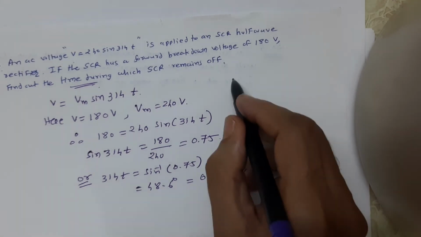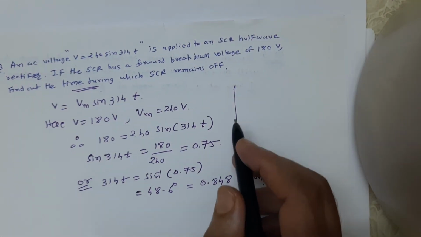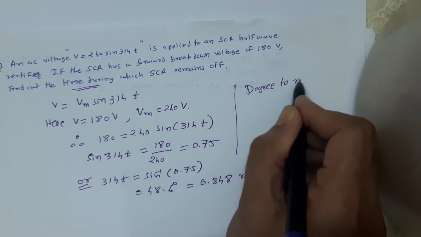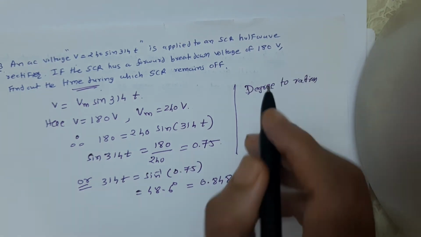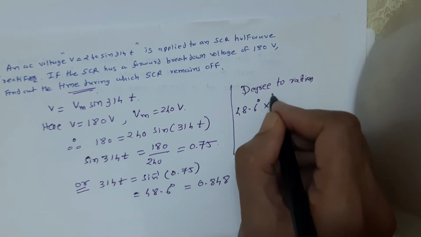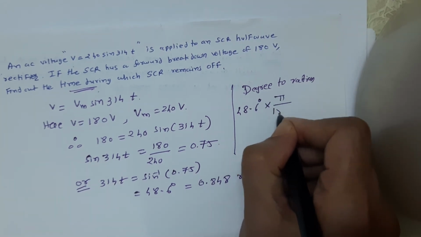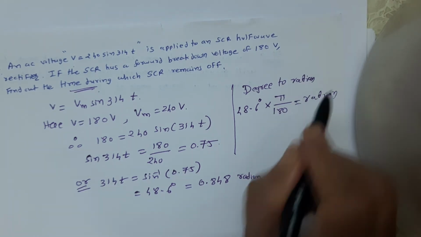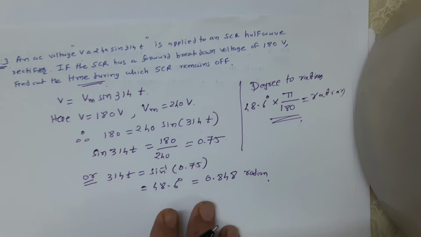So be careful here about the degree to radian conversion. Then 48.6 degree into pi upon 180, and this gives the value in radian. We are using this, right?